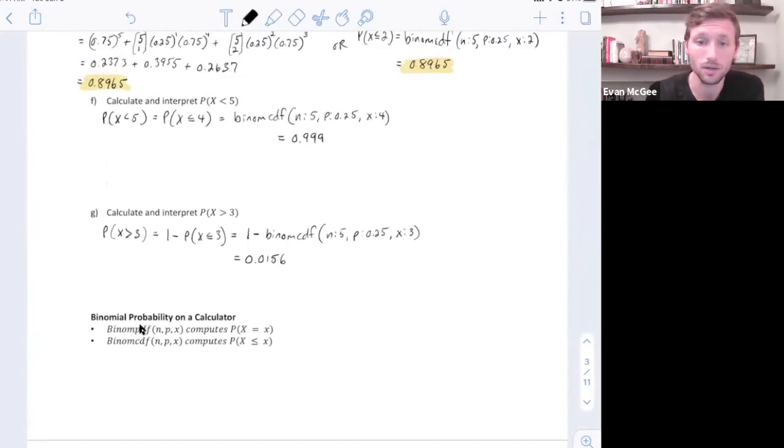So again, there's a reminder here for how to do these calculations on the calculator. Remember, CDF is less than or equal to, and PDF is exactly equal to. The next video will use what we've learned here to calculate binomial probabilities.